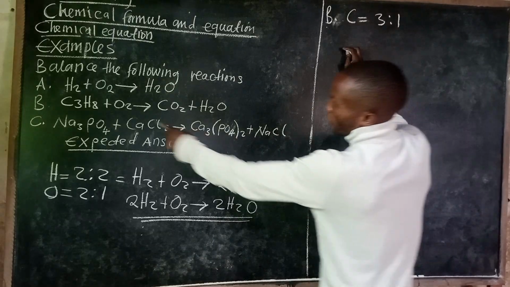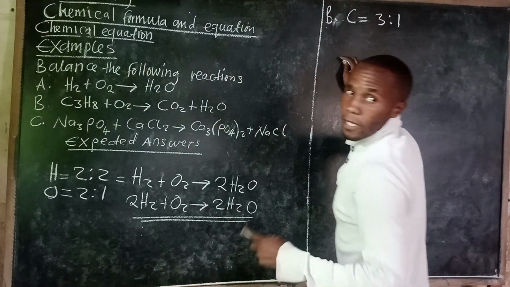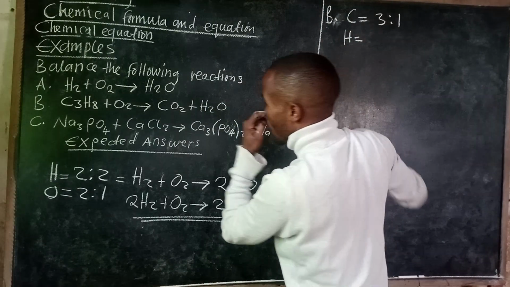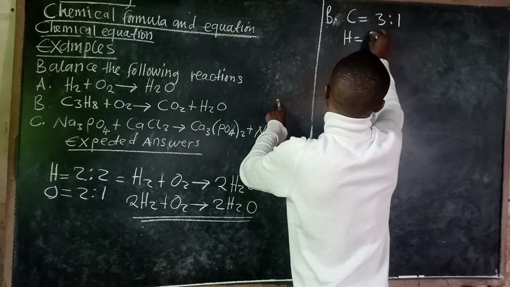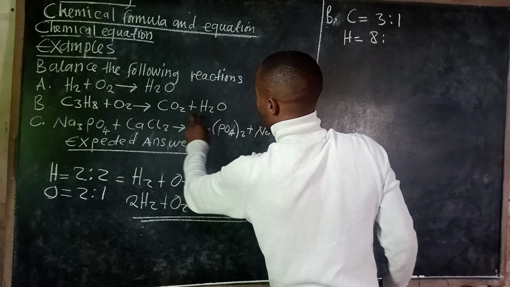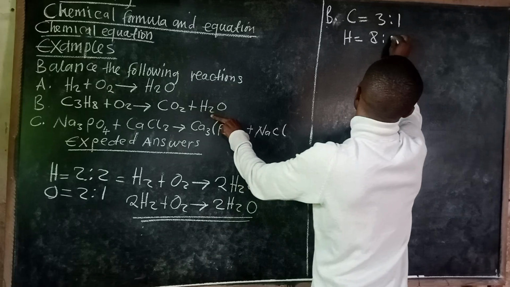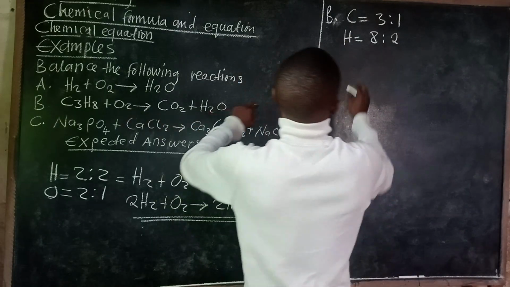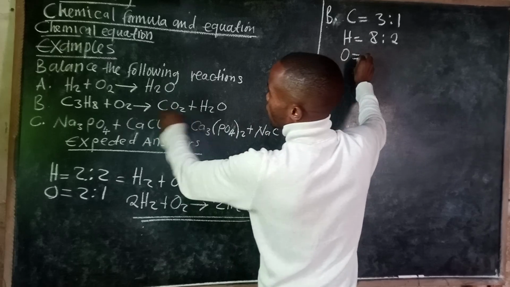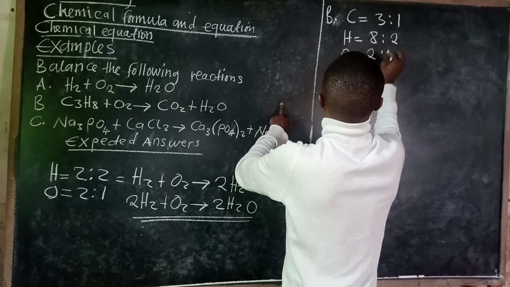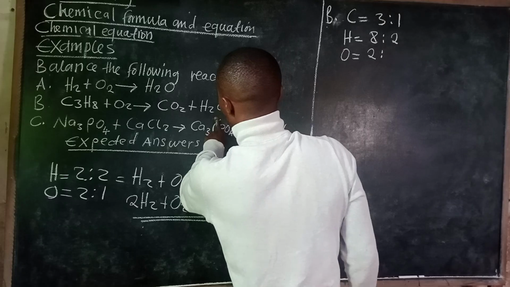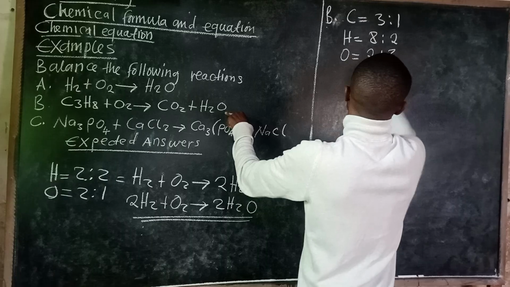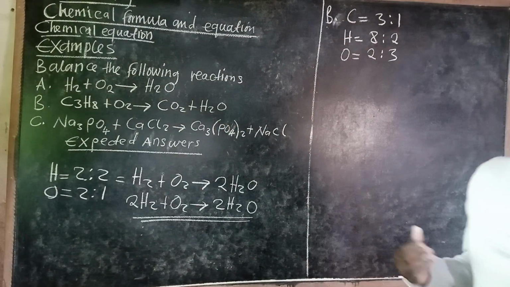Then we come to the next element, which is hydrogen. Hydrogen on the reactant, how many? 8. So you say 8, 2, and on the product side hydrogen we have only 2. Then we come to oxygen. On this side we have 2 atoms of oxygen. Then what about this side? This is 2 here, then we have also 1. So 3. So these are the elements involved.